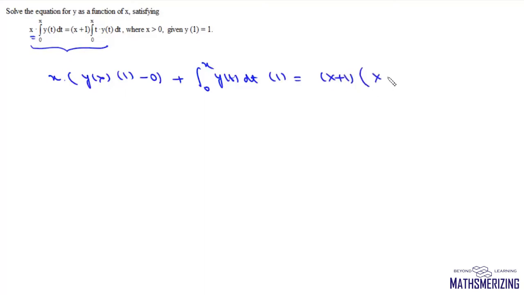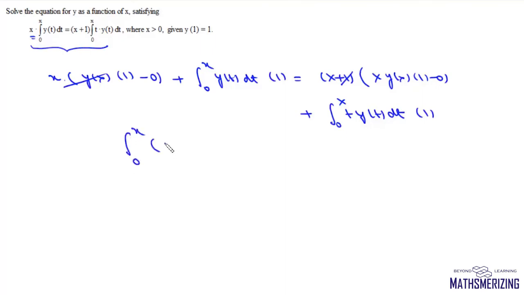y(x), derivative of x is 1, minus 0, and then plus this integral from 0 to x t y as a function of t dt into 1. Now here x into y(x) will cancel, so we'll get this as this integral from 0 to x (1 minus t) y(t) dt, and it'll be equal to x square into y as a function of x.